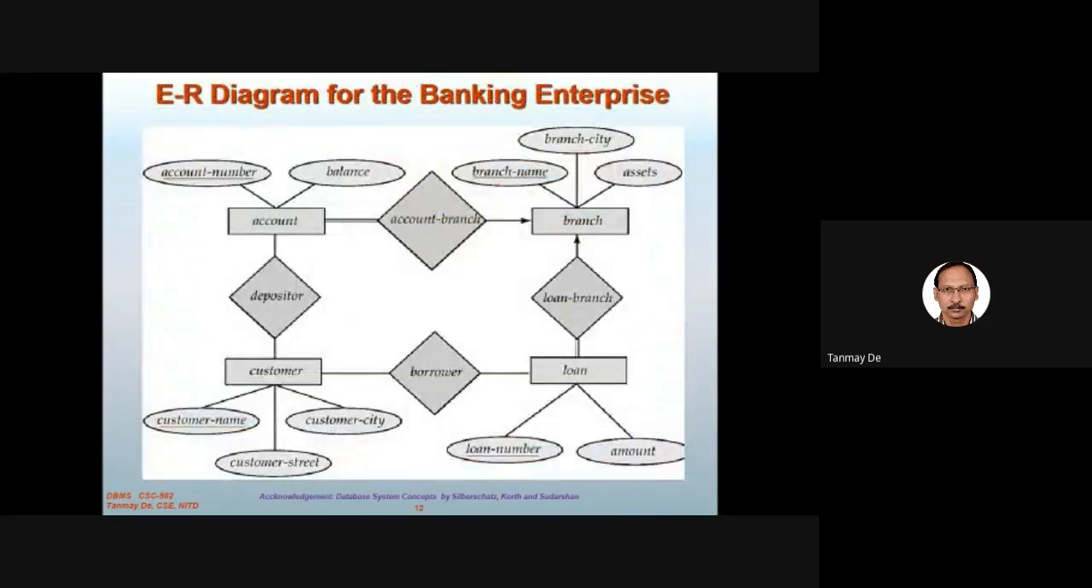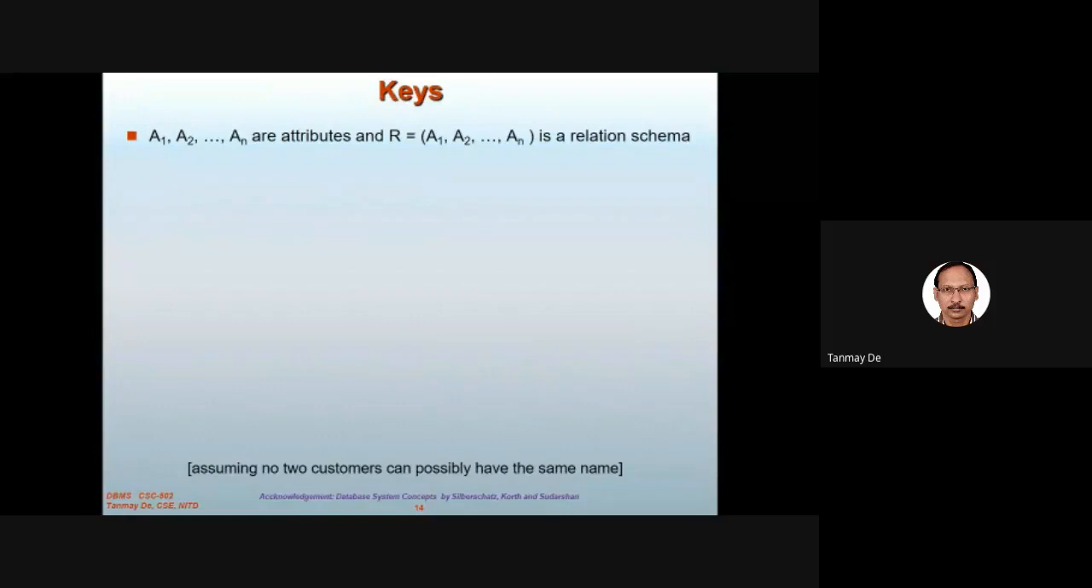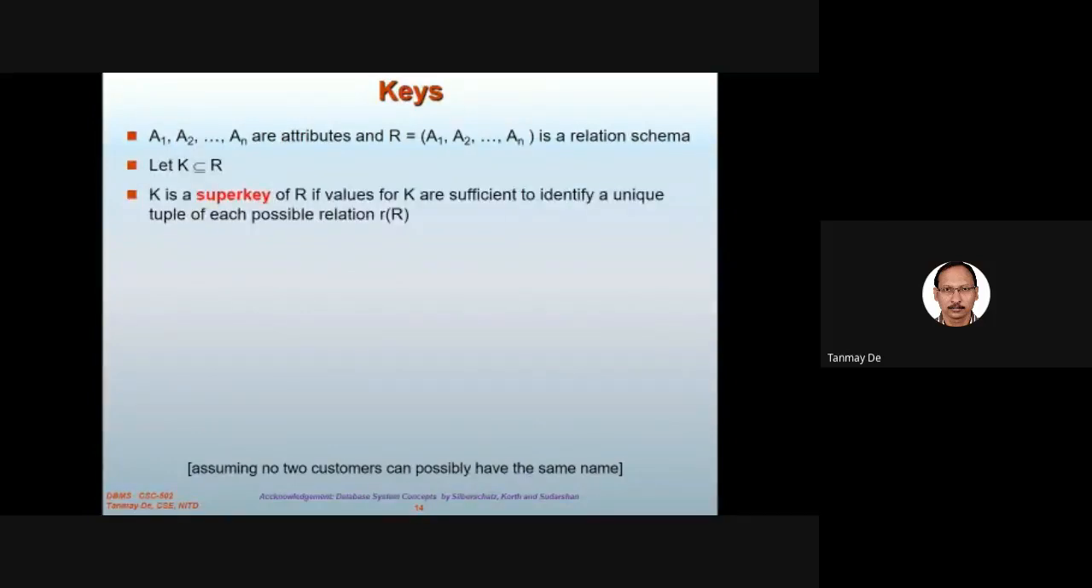And this is the ER diagram of the banking system, which we will consider in our queries later. Here we have account, branch, customer, and loan. These are the 4 entity sets, and there are 4 relationships. This is a relationship, this is a relationship, this is a relationship, and this is a relationship. What are the keys? I already discussed that, but here is just a revision.